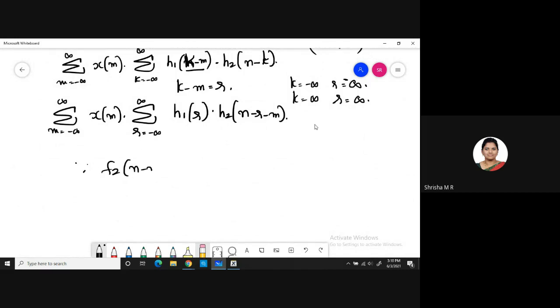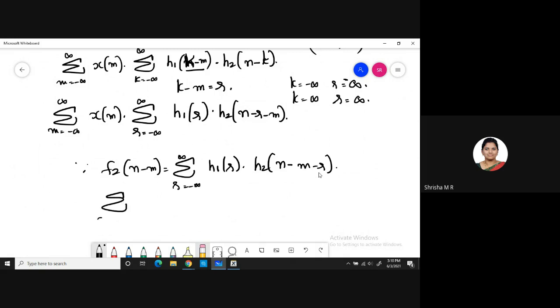So f2 of n minus m would be equal to summation of r equals minus infinity to infinity h1 of r into h2 of n minus m minus r. We are just replacing n with n minus m in f2 of n. Okay. So what are we left with?